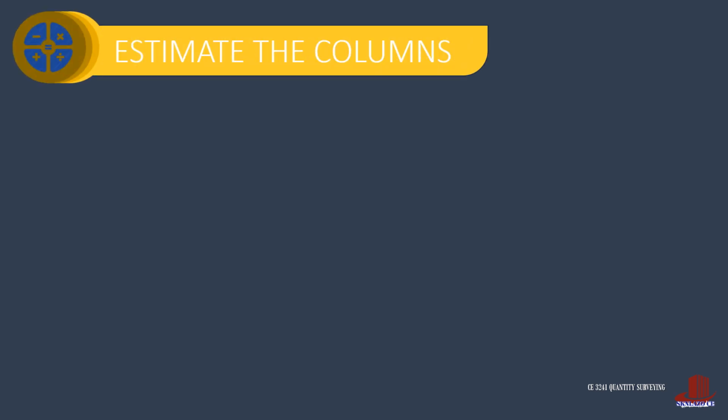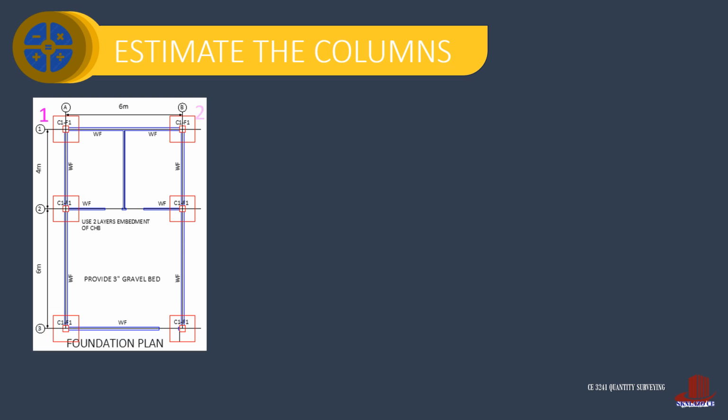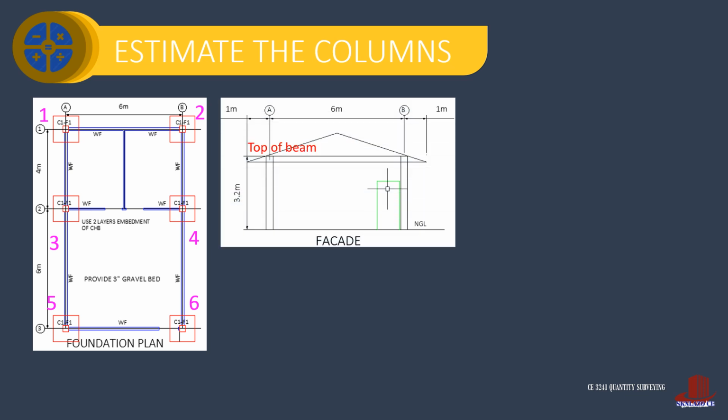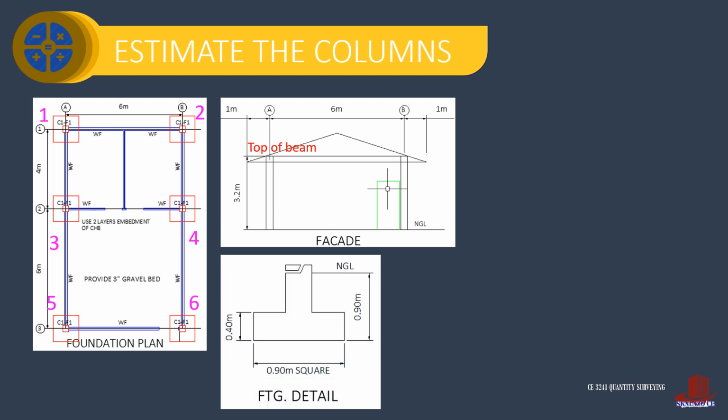Let's estimate the columns next. Using the foundation plan, we can see that there are also 6 columns springing out from the footings. We measure their height by using the elevation, where the column has a height of 3.2 meters from the natural grade line. This measures until the top of the beam. To measure the portion underneath NGL, we check the footing detail.